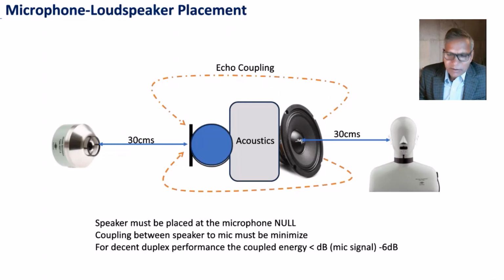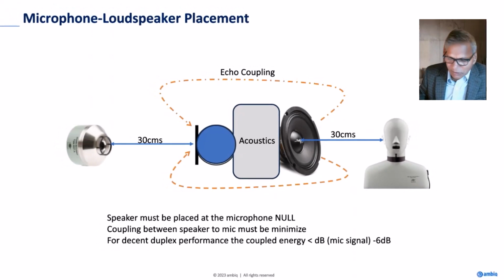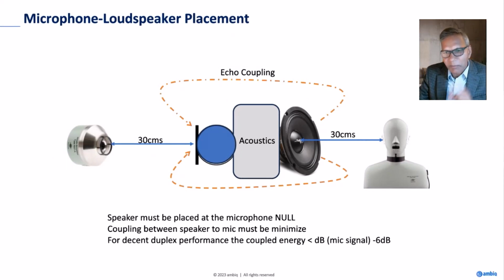Rule of thumb is, in order to have a decent duplex performance, when you measure the microphone energy and then measure the coupling energy, the microphone signal without coupling will be at least 6 dB greater than the coupled energy. Then the echo canceller can take care of that echo, and you will have a decent duplex performance. On the other hand, if your echo coupling is stronger than your microphone signal, expect poor double talk performance. So these are some design challenges acoustic engineers have to take into consideration: minimizing the coupling.